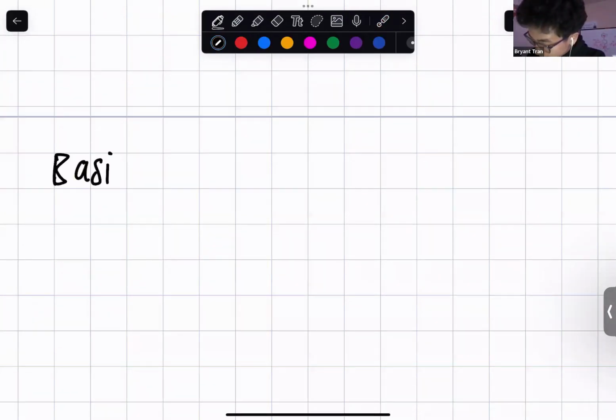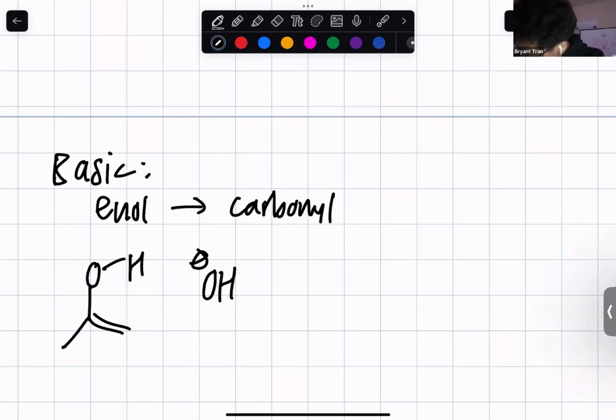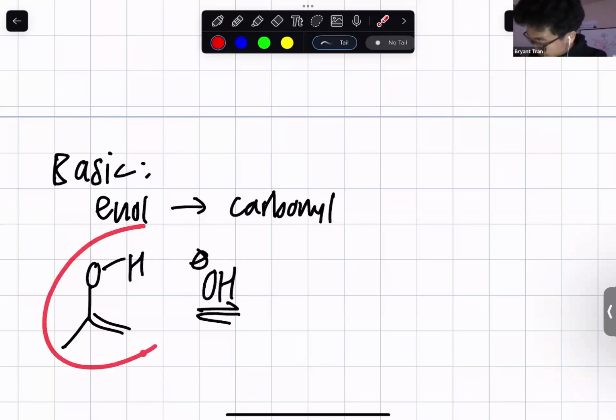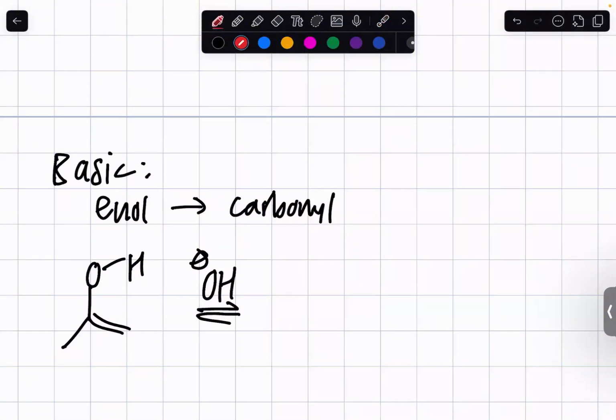Now let's look at basic conditions really quick. Let's go from an enol to a carbonyl. Okay, can someone describe to me the steps of this mechanism? When I have this strong base and this enol right here, what is going to happen in the first step? Right. Does the OH attack the alpha carbon?